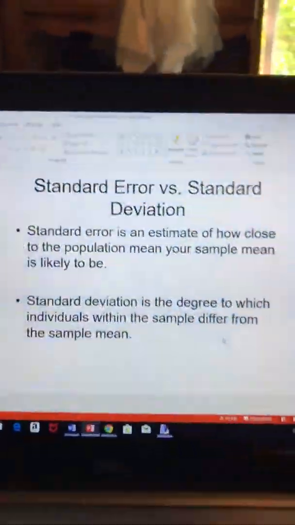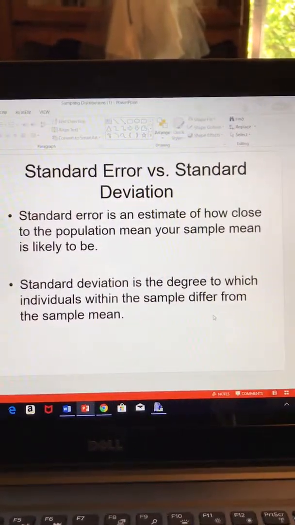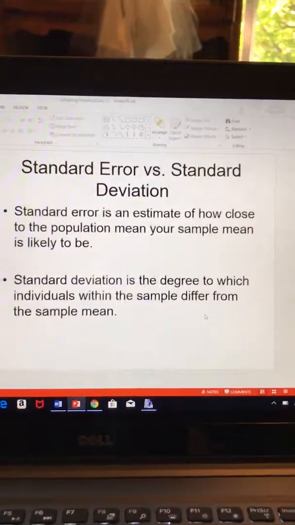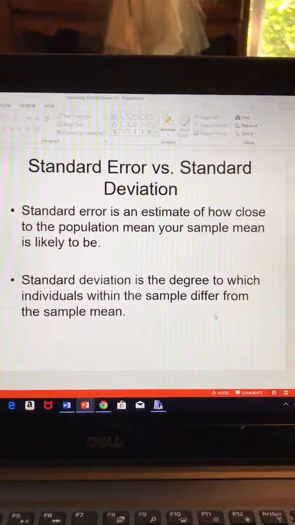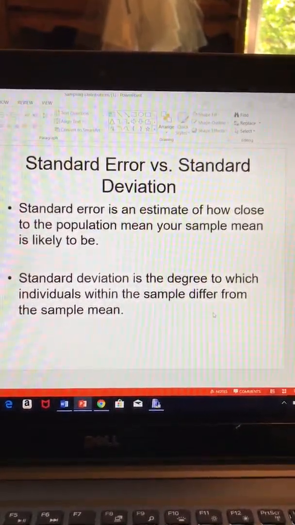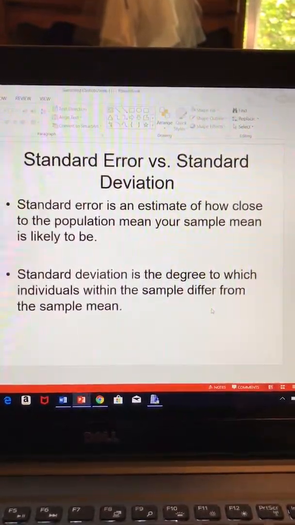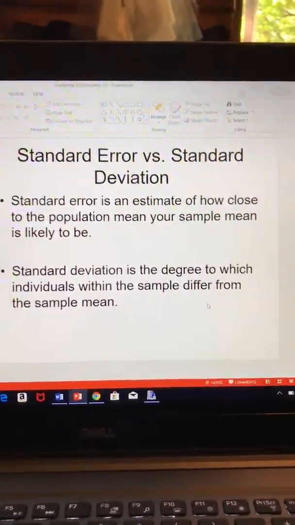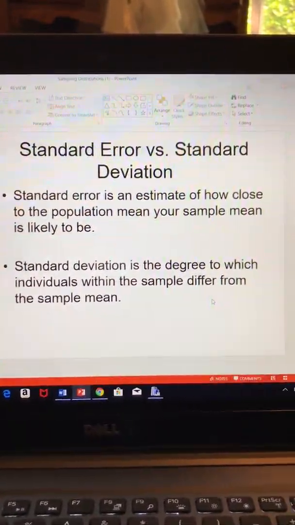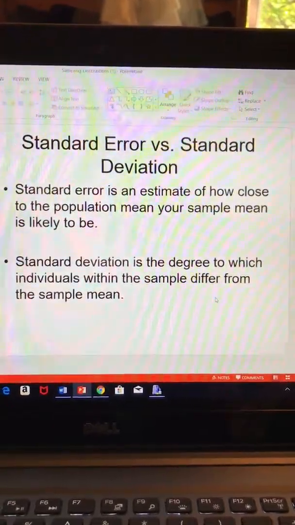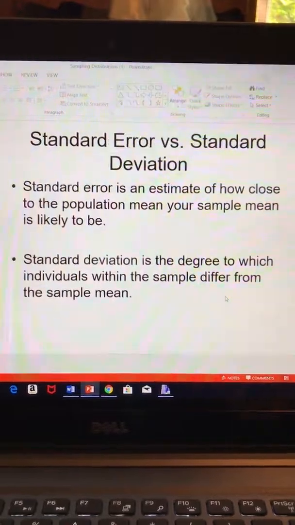What some people get confused is standard error versus standard deviation. Standard error is an estimate of how close to the population mean your sample mean is likely to be. If you have a big population of, say, 100 things and you pull 50 of them out of it, the question is how close is your mean of 50 to your mean of 100 in your population. Standard deviation is the degree to which individuals within the sample differ from the sample mean.